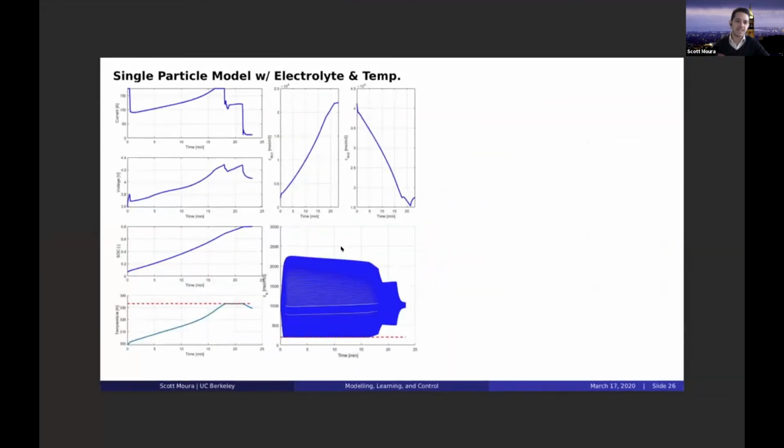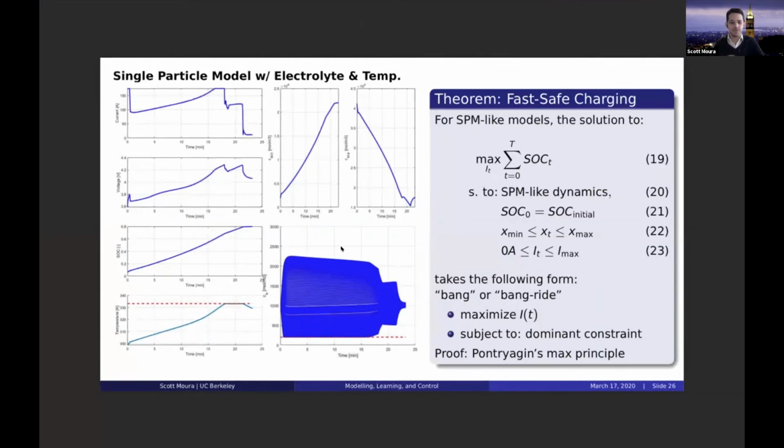And we've extended this to the single particle model with electrolyte. Here's some simulations on the left where you've got more complex dynamics, more complex constraints. I don't want to emphasize too much on that. But in the end, what you find is that the solutions all basically look the same. Pump in as much current as you can while ensuring safe constraints.